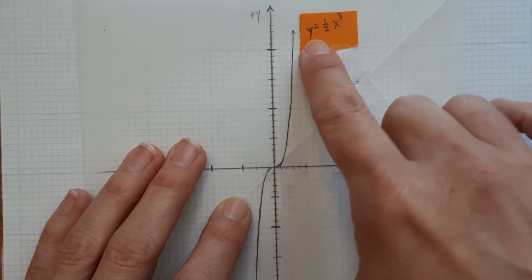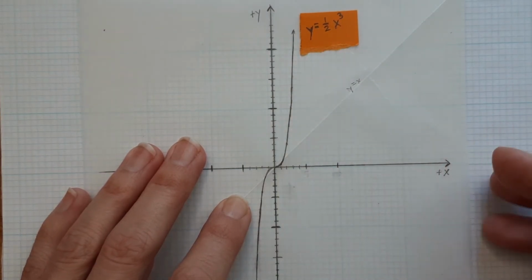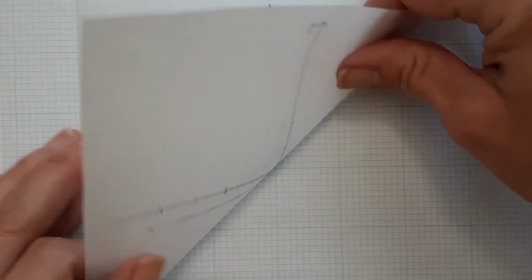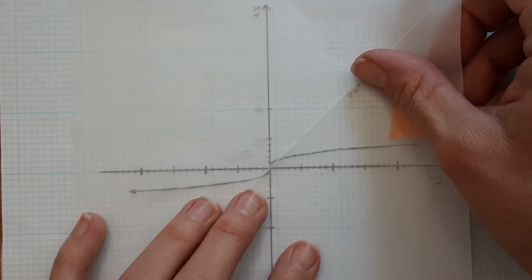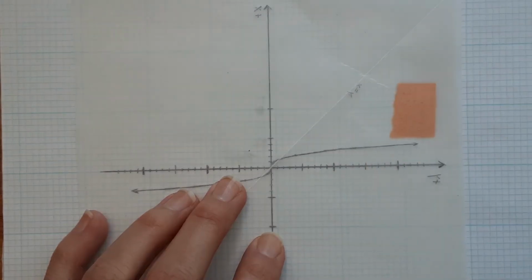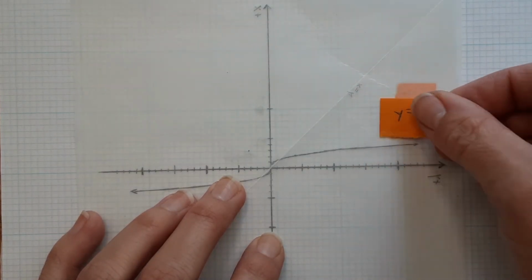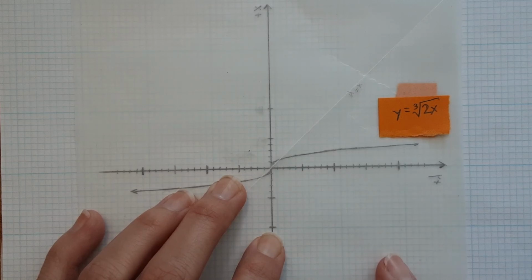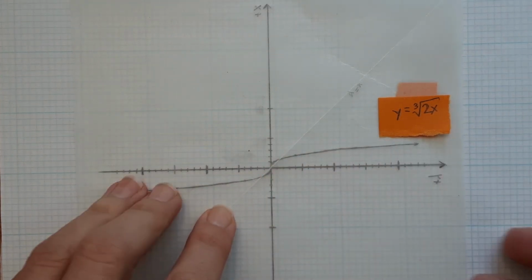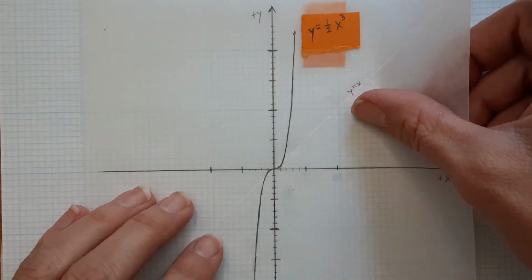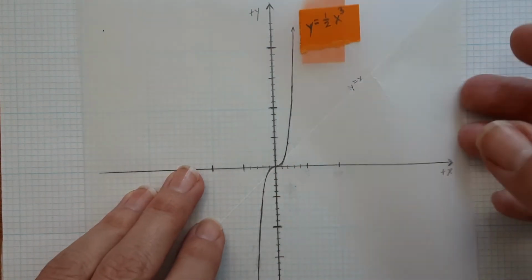So here is my function. It is y equals 1/2 x cubed. And when I swap the variables, I get the inverse function, which is y equals the cube root of 2x. And this shows the relationship between the inverse function graph and the original function graph. The two graphs are a reflection of each other across that line y equals x.